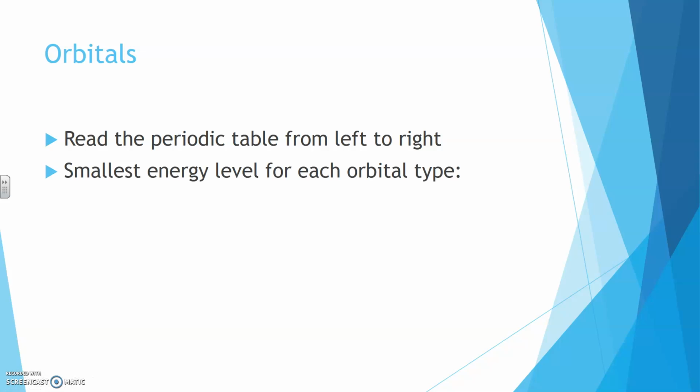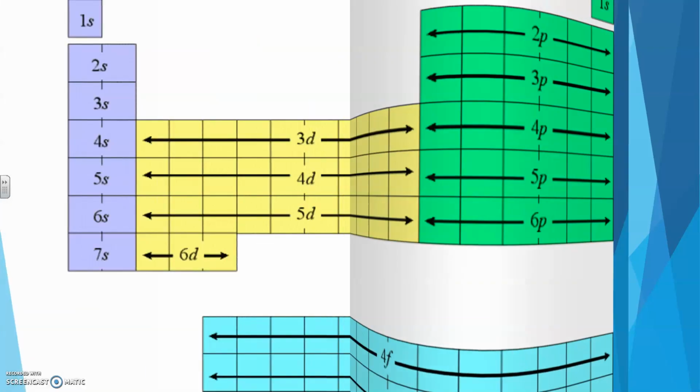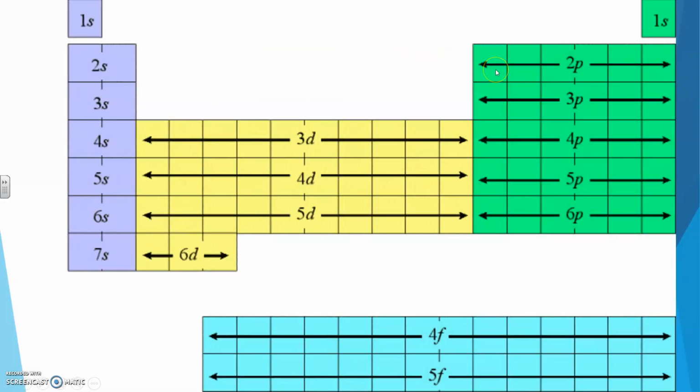So the smallest energy level for each orbital type is 1s, 2p, 3d, or 4f. Okay, so what you'll notice on the periodic table that we just looked at here, there is no 1p orbital. Okay, it starts with 2. There is no 2d or 1d orbital. It starts with 3. And then with the f's, there's no 1f, 2f, or 3f. Okay, that one starts with 4. Now I just remember because s is your first orbital, so it can start at 1. p is your second orbital, so it can start at 2. d is your third orbital, so it'll start at 3. And f is your fourth, so it'll start at 4.